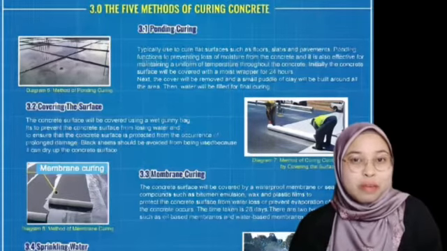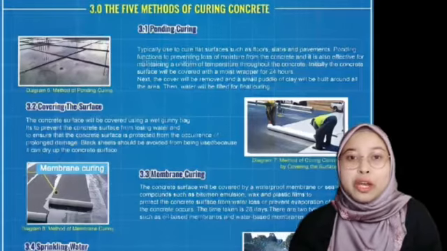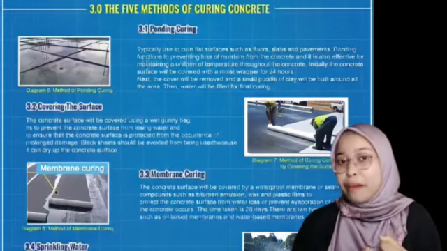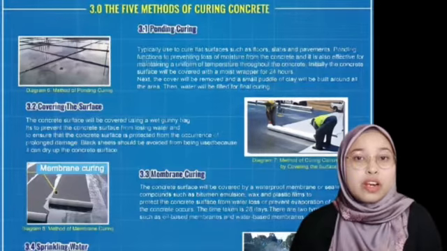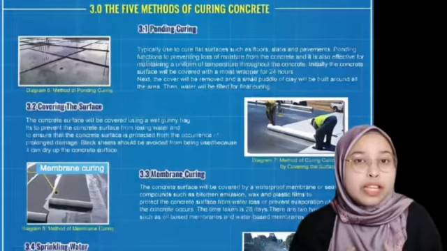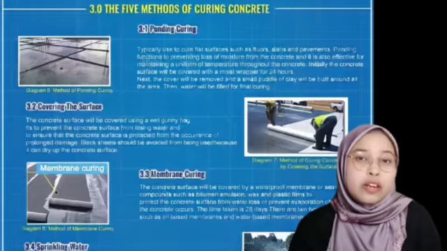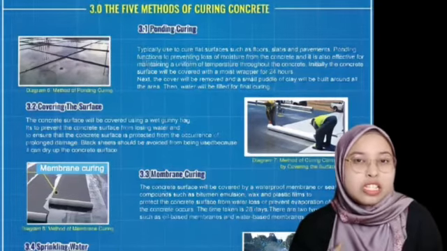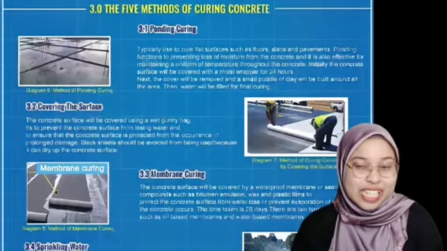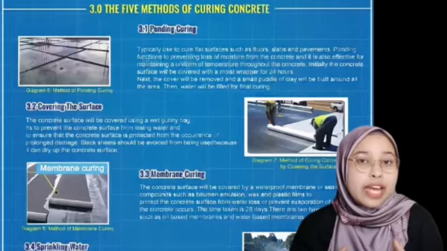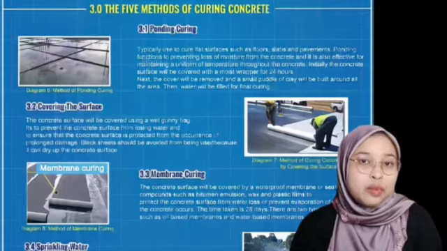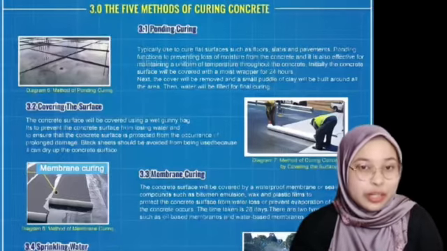Bonding curing is the common method that is used for curing concrete. Bonding is typically used to cure flat surfaces such as floor, slab, and pavement. Bonding functions to prevent loss of moisture from the concrete, and it is also effective for maintaining a uniform temperature throughout the concrete. In the bonding method, initially the concrete surface will be covered with a moist wrap for 24 hours. Next, the cover will be removed and a small puddle of clay will be poured around all the area, and then water will be filled for final curing.